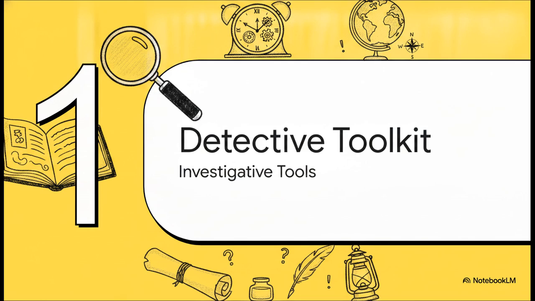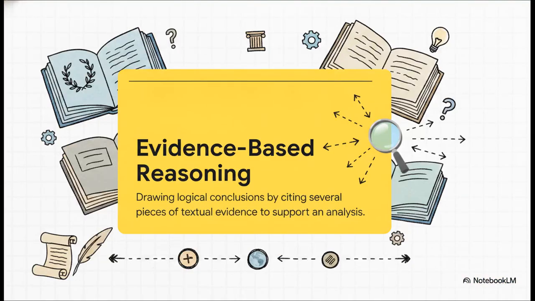Let's jump right into Part 1, the Historical Detective Toolkit. Because before we travel through time, we definitely need to pack our gear. The absolute most powerful tool in your entire kit is evidence-based reasoning. This is the process of drawing logical conclusions by citing several pieces of textual evidence to support an analysis. You can't just make a wild claim about the past based on a hunch, right? You have to cross-examine historical texts, find the hard proof, and use it to completely back up your claims.